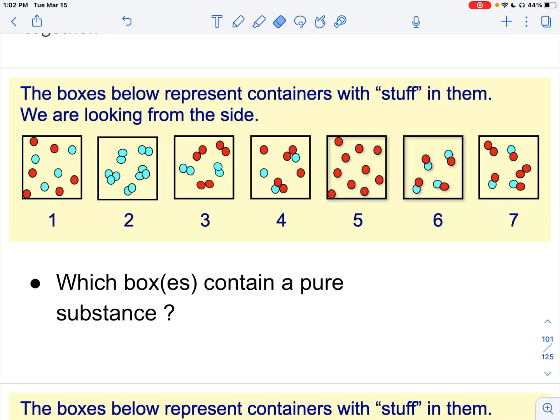Number 3 is not a pure substance because we have red 2 and blue 2. Number 4 doesn't work. We have lone red, lone blue, and then this funny molecule. Number 5, all we have is lone red. So that one is a pure substance. And number 6, we have only molecules that are blue and red attached. There's nothing else mixed in there. So that's a pure substance, even though it is a compound. 7 is not, because we have some that are double red and some that are blue-red, so it's not all the same.